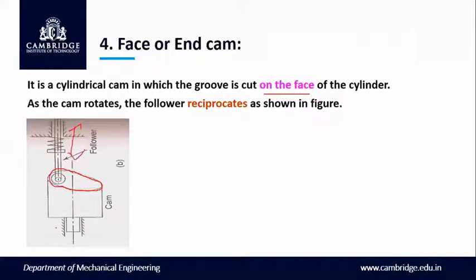So when this cam rotates about its vertical axis, we know by the picture the face or end of the cam is having some irregular shape, so that causes the follower to move up and down. So rotary motion is converted once again into reciprocating motion with the help of this type of cam.